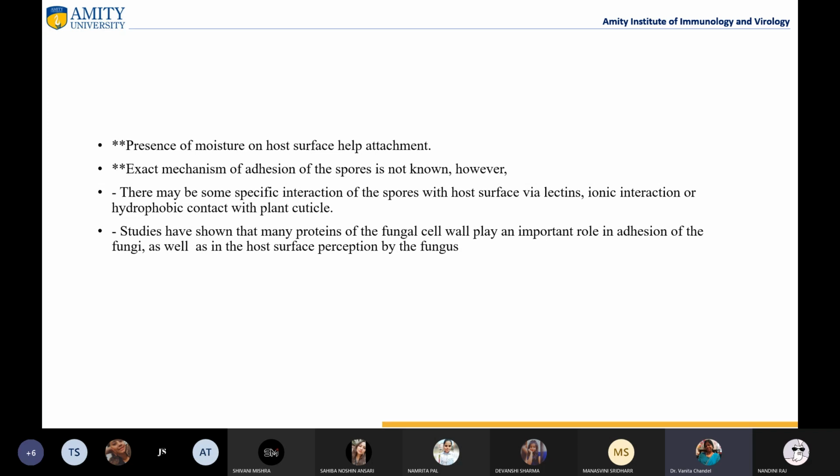That is the prerequisite. The exact mechanism of spore adhesion is not known. However, they are saying that there is specific interaction of the spores with the host surface by lectins, ionic interactions, or could be some kind of hydrophobic contact with the plant cuticle. So these lead to interaction with the plant. And then studies have shown that many proteins of the fungal cell wall also play an important role in adhesion of the fungi as well as host surface perception by the fungus. So there are different proteins which play these kinds of roles here.